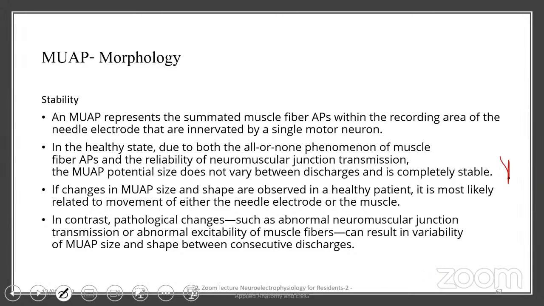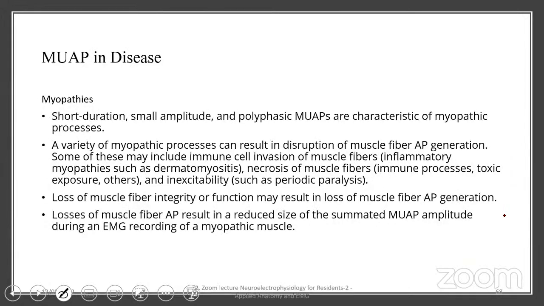If changes in MUAP size and shape are observed in a healthy patient, it is most likely related to movement of either the needle electrode or the muscle. But in contrast, pathological changes such as abnormal neuromuscular junction transmission or abnormal excitability of muscle fibers can result in variability of MUAP size and shape between consecutive discharges.